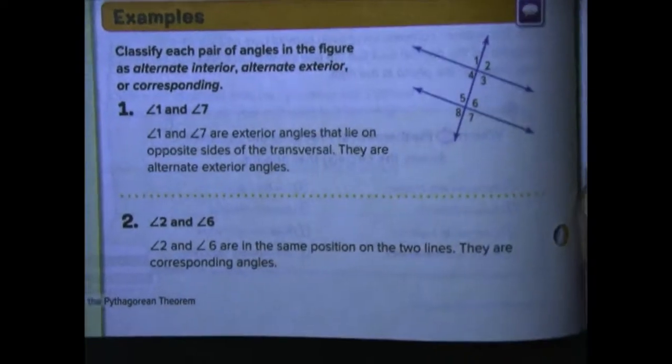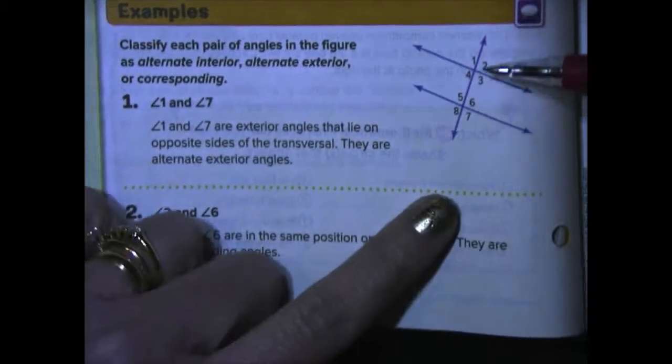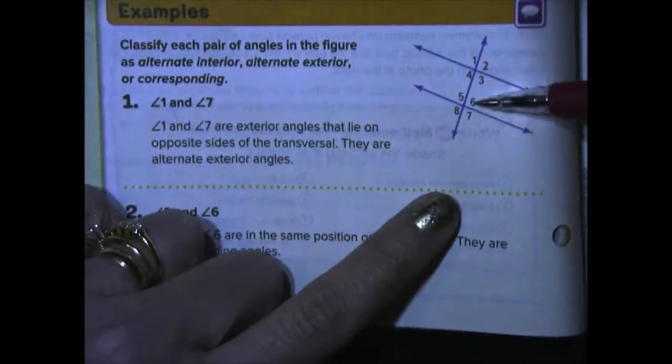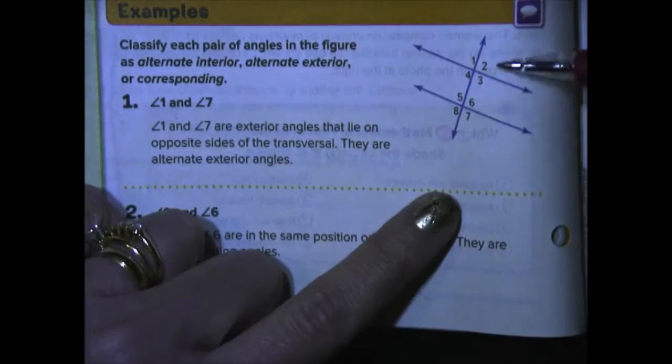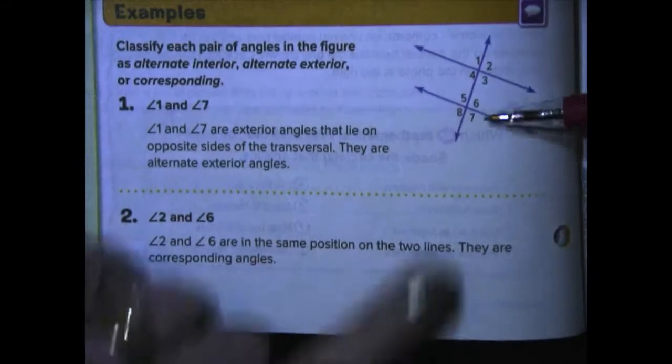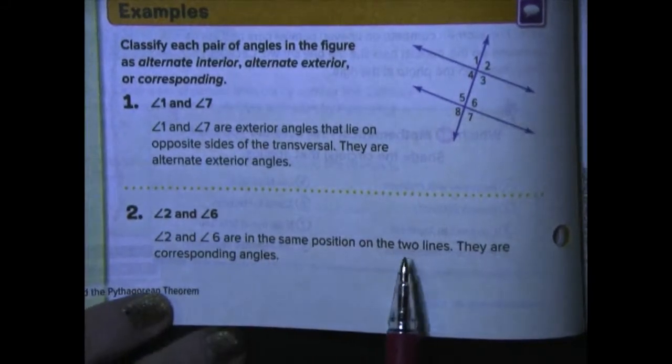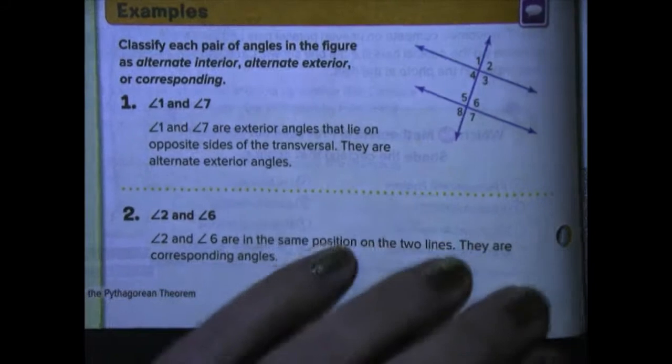Let's look at 2 and 6. Angle 2 sits on top of this line, and angle 6 on top of this line on the same side of the transversal. Since they're on the same side, we know they can't be alternate interior or alternate exterior. They have to be corresponding because they sit in the same position on the two lines. So let's go to page 373 and look at example A.